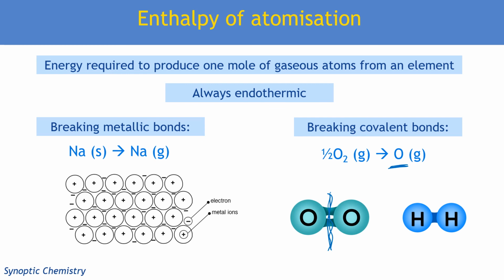atoms. So there is a link for covalently bonded diatomic elements that actually the enthalpy of atomization, so delta H atomization, is equal to half of the bond enthalpy or mean bond enthalpy for that element. So if I take half a mole of O2 molecules, I'm breaking half a mole of those bonds and I'm producing 1 whole mole of the individual atoms.